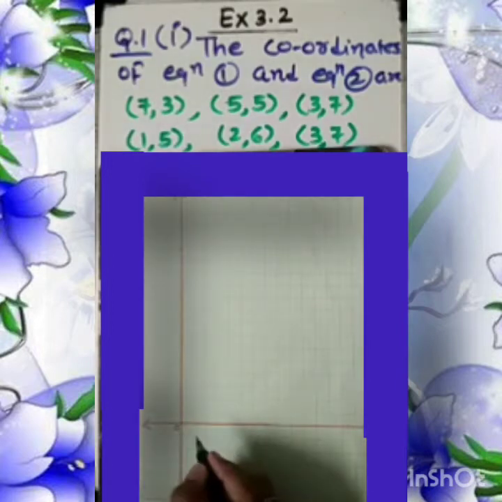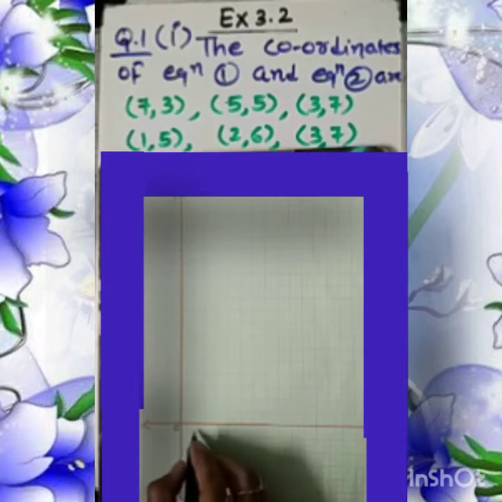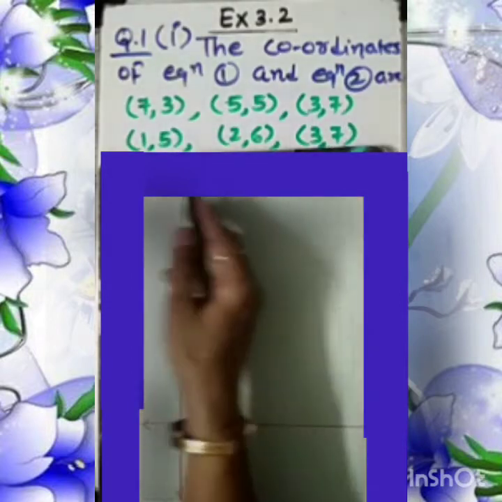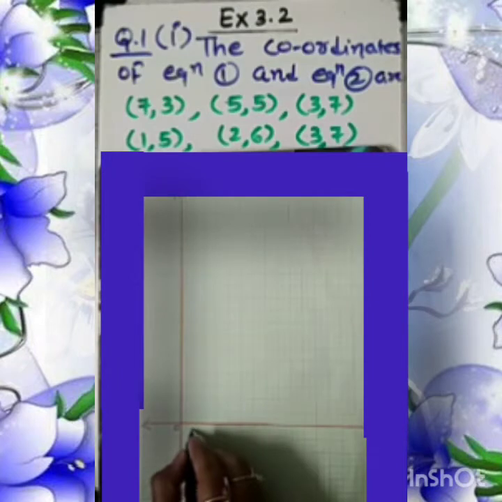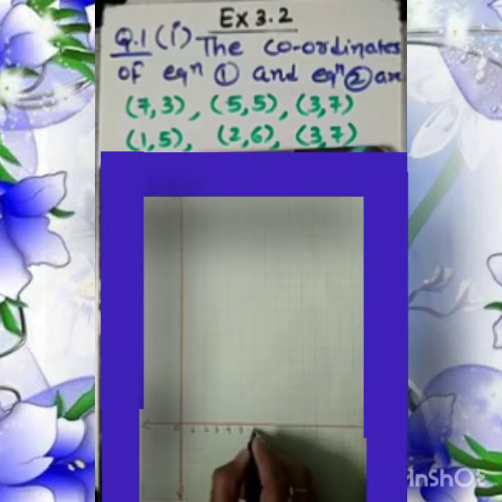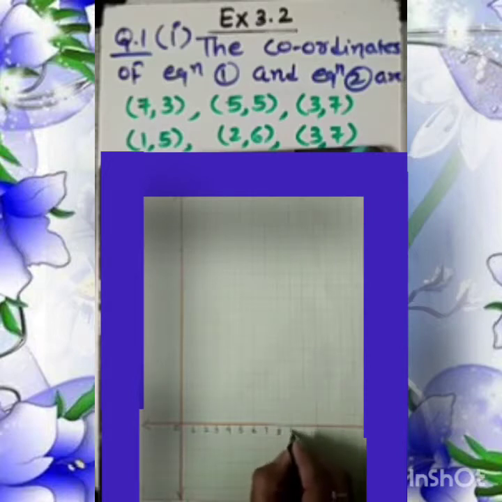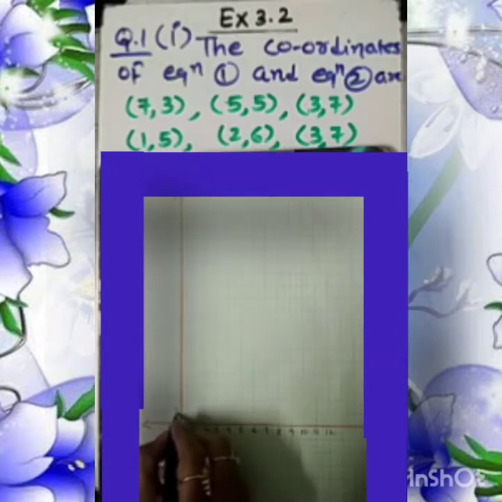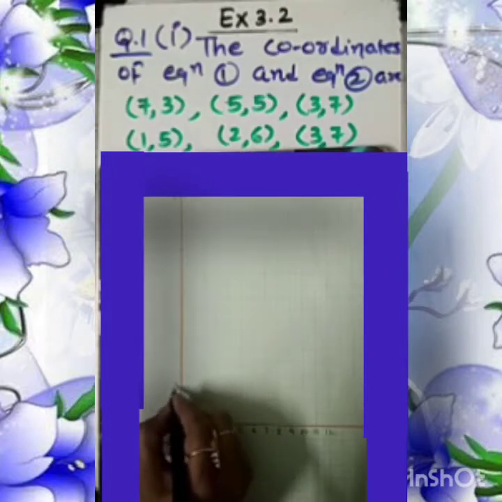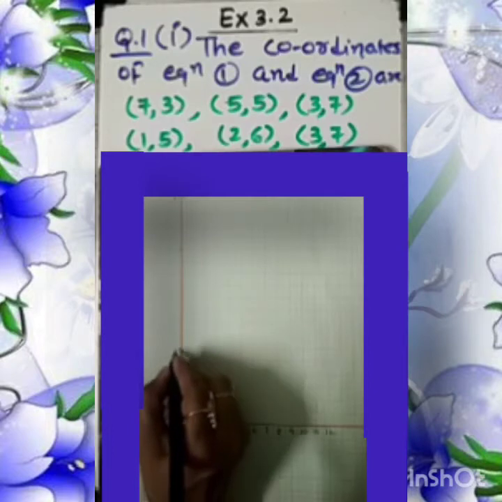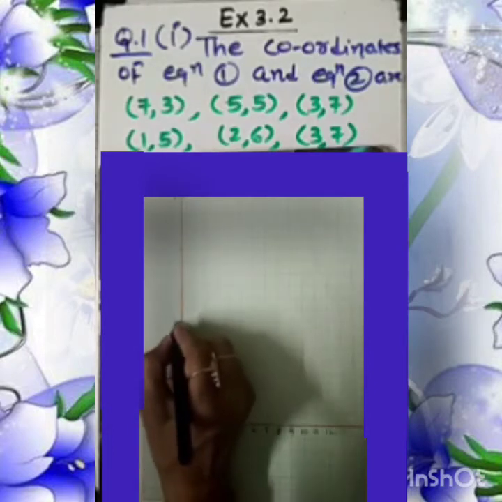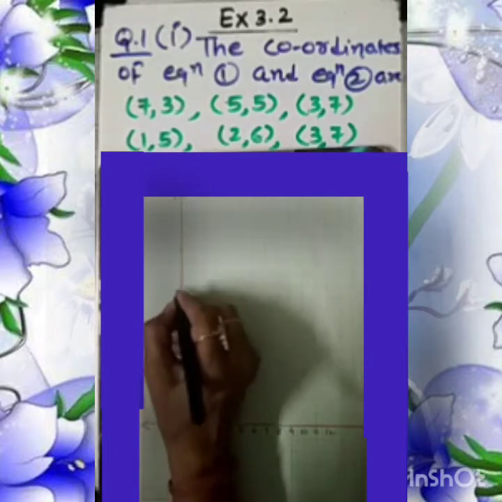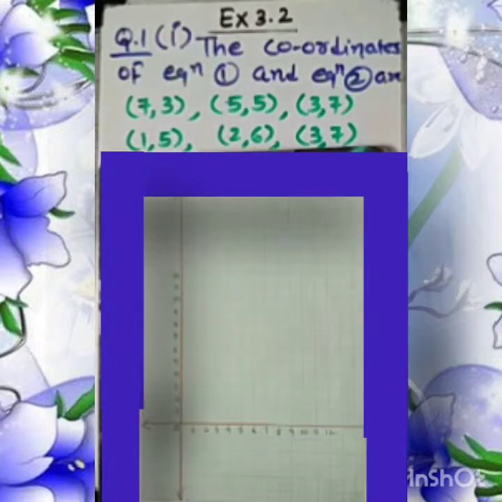It depends on us how to take the scale, because the highest value is not more than 10. So we can take 1 unit each, 9, 10, 11 up to 12. Same thing here: 1, 2, 3, 4, 5, 6, 7, 8, 9, 10, 11, 12, like that. So let's locate the points now.